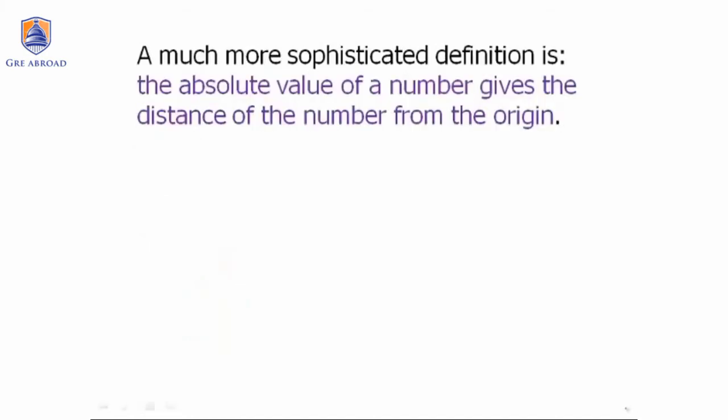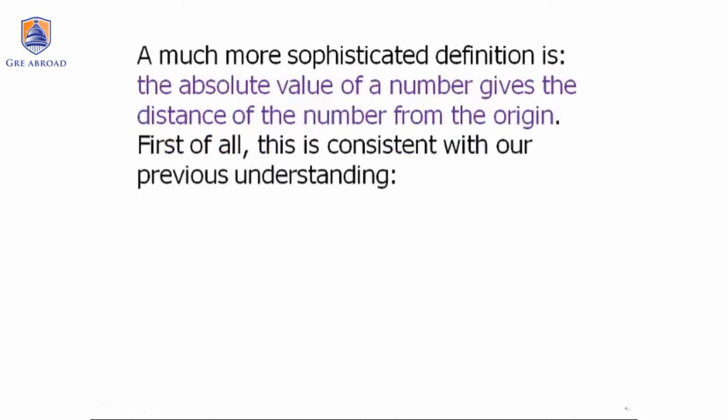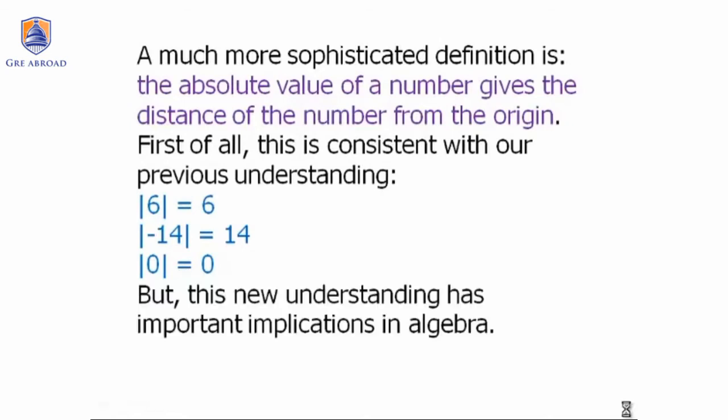A much more sophisticated definition is the absolute value of a number gives the distance of the number from the origin. First of all, this is consistent with our previous understanding. On a number line, the point 6 is a distance of 6 from 0. The point negative 14 is a distance of 14 from 0. And of course, the point 0 is a distance of 0 from 0. So this is consistent with all this arithmetic. But this new understanding has important implications in algebra.